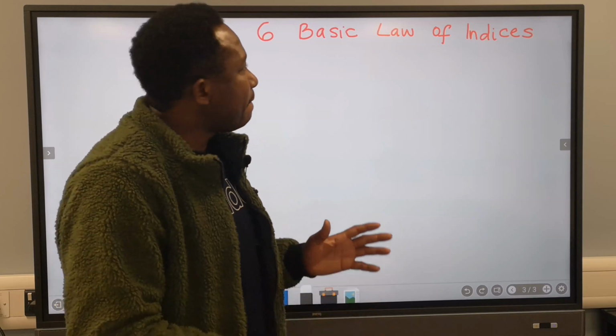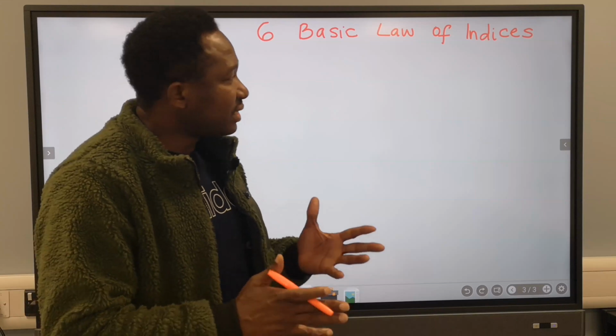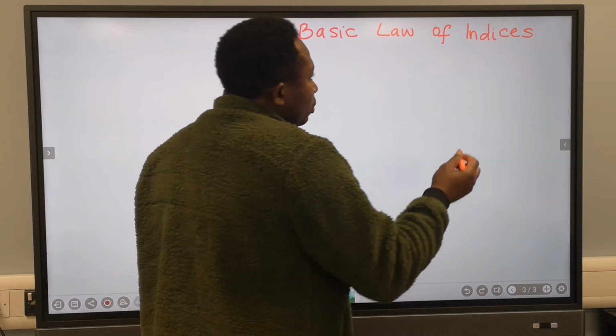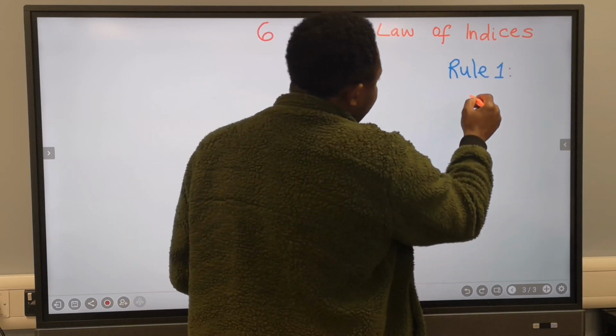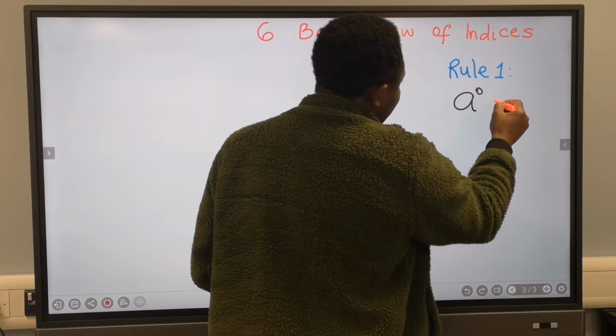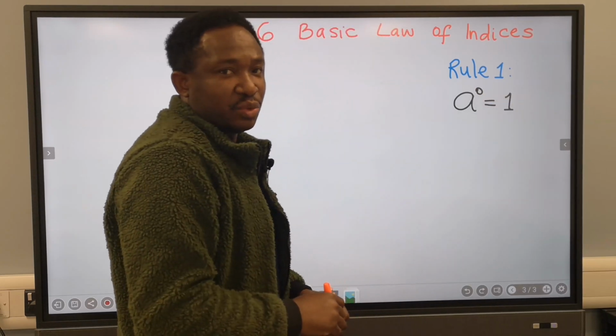There are 6 basic laws of indices. We're going to see the 6 rules. Rule number 1: any variable or number raised to the power of 0 is 1. This is the first rule.